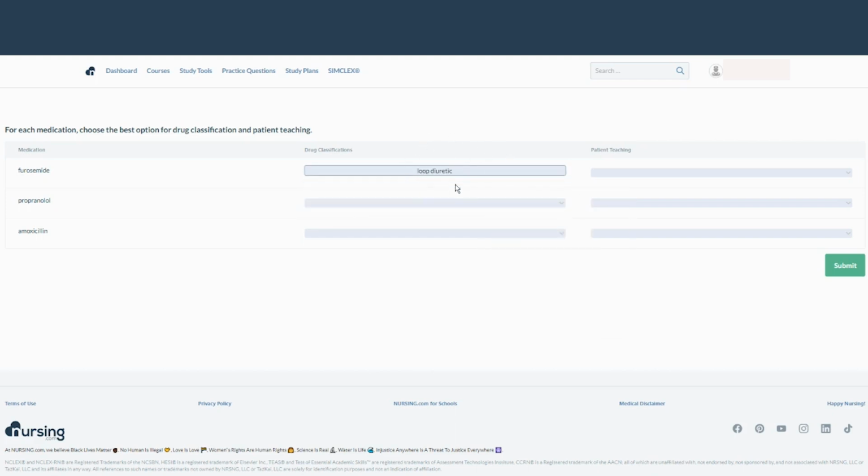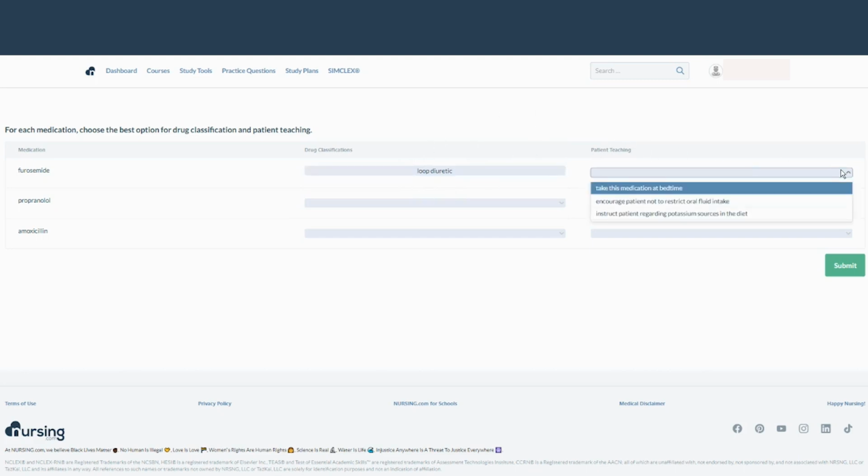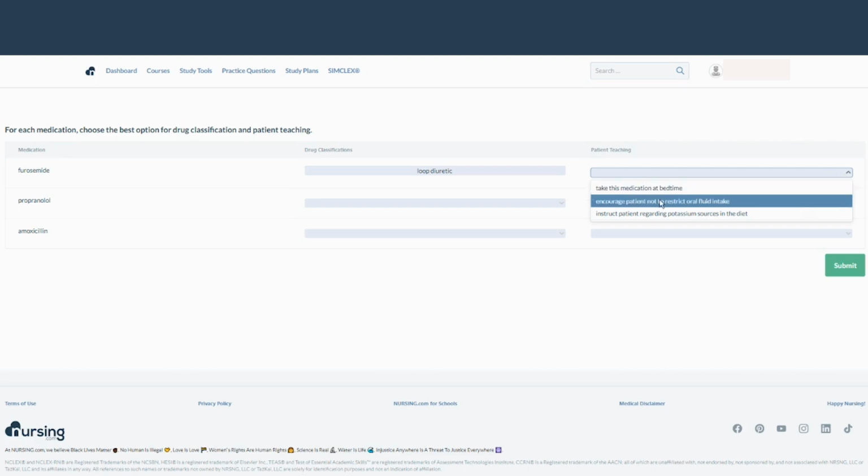I know that because I was decent at pharm. Patient teaching. Do I take this medication at bedtime? I'm not going to take a diuretic at bedtime. I do not want to pee the bed. I'm going to skip that one. Encourage patient to not restrict oral fluids. People that need to take diuretics need to get fluid off, so they probably do need to restrict their fluid. I don't like that one either.